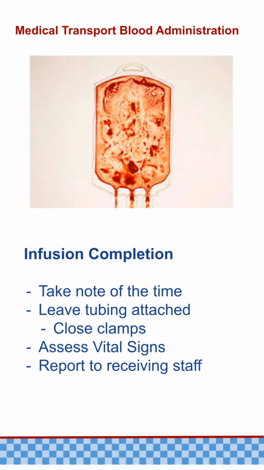Document the time the infusion finished. Leave the blood product administration tubing attached. Close all clamps for the blood product tubing. Obtain a full set of vital signs, including heart rate, respiratory rate, blood pressure, SpO2 reading, cardiac rhythm, and Glasgow Coma Scale. Upon arrival at the receiving facility, advise the healthcare team that the patient's blood product infusion finished during transport.